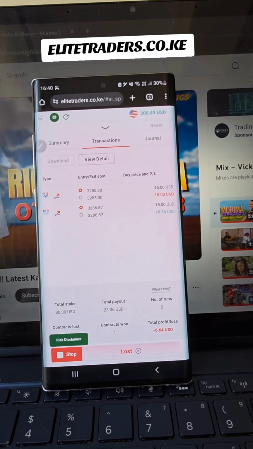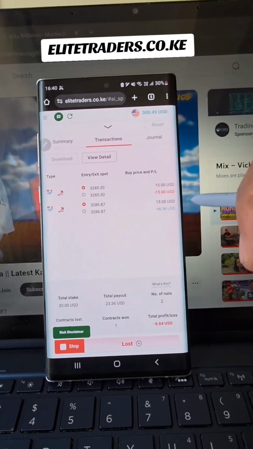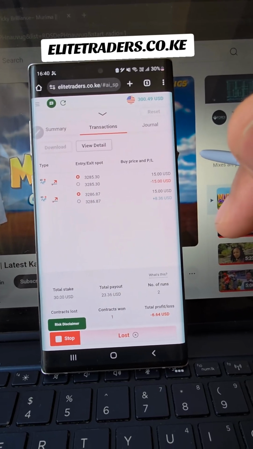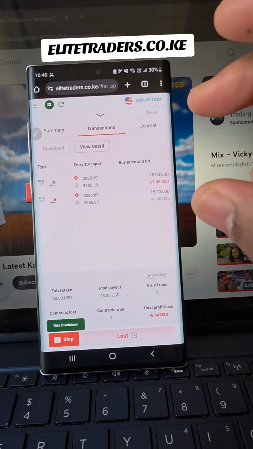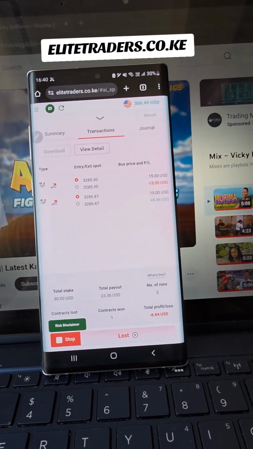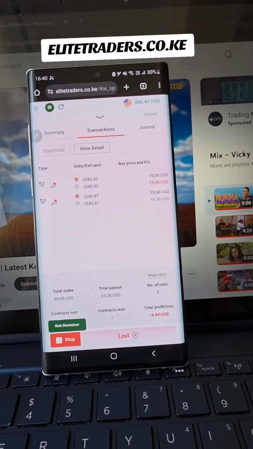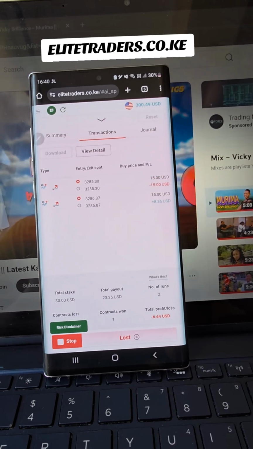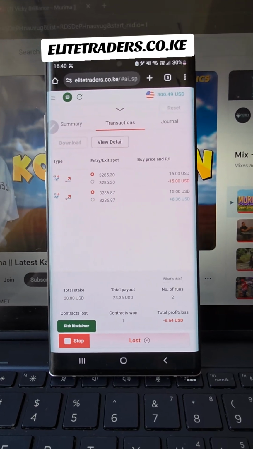Now it has switched to over 4. We are waiting for the recovery on over 4. Let's wait. The next trade is on over 4. How this robot is analyzing the market is using the percentage. The first condition is that the over 4 market has to be more than 50% for the last 30 ticks.